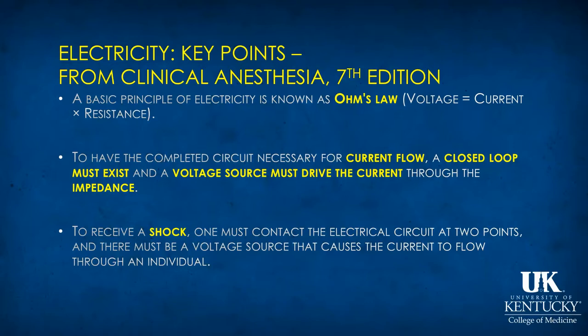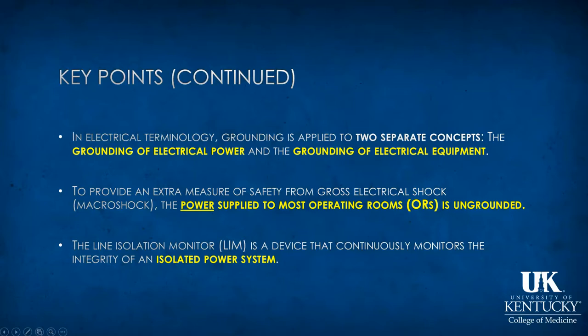To receive a shock, one must contact the electrical circuit at 2 points, and there must be a voltage source that causes the current to flow through an individual, giving you the electrical shock. Fourth key point: in electrical terminology, grounding is applied to two separate concepts, the grounding of electrical power and the grounding of electrical equipment. In the operating room, in order to provide an extra measure of safety from gross electrical shock, macroshock, the power supplied to most operating rooms is ungrounded.